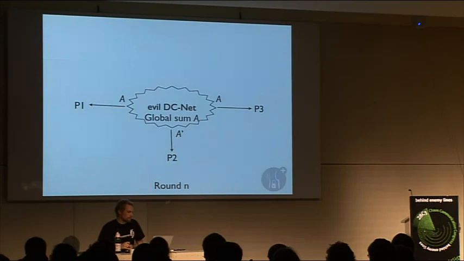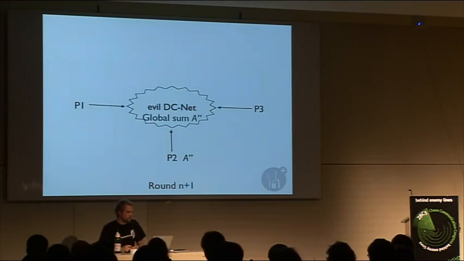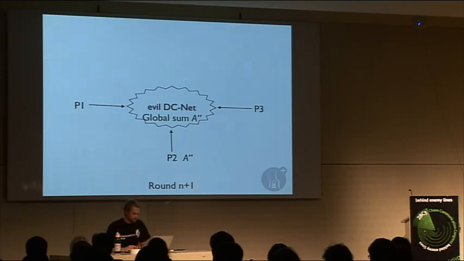So I will give you an example. The evil DC network would now broadcast the global sum A to participant 1 and participant 3, but A' to participant number 2, in round N. And if the evil DC network observes an answer A'' to the global sum A' in one of the following rounds, it can only be from participant number 2, because all the other participants did not receive A', but only A. So the evil DC network would know that participant number 2 was the real recipient of this message. And it also knows that the reply is A''.